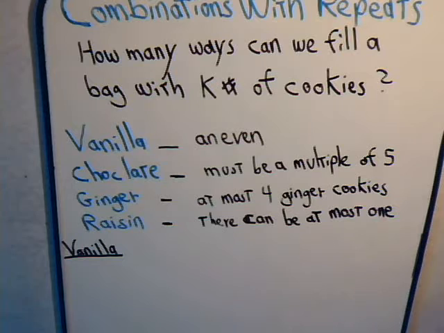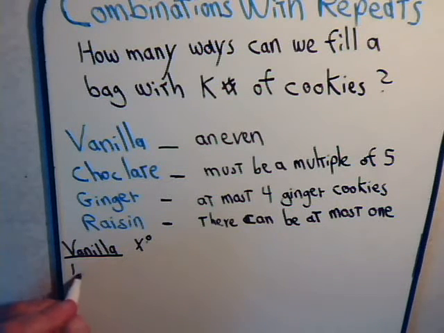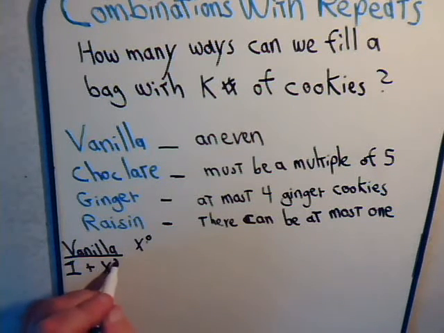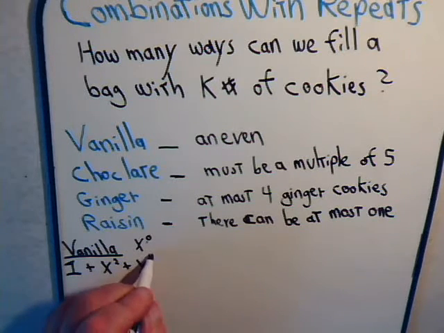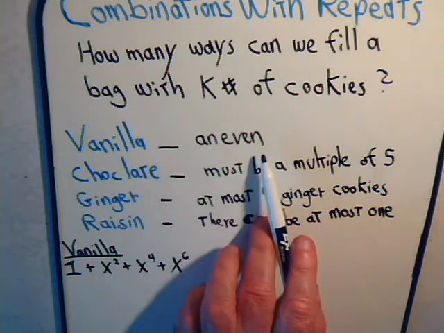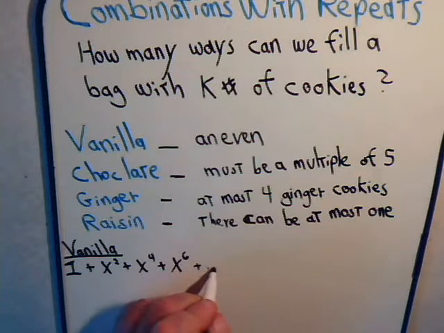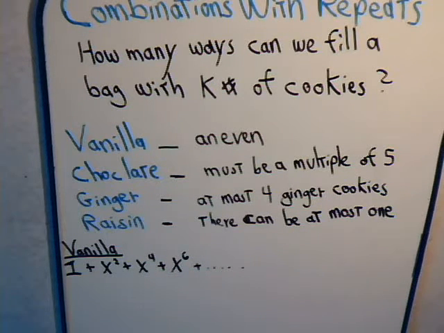Now each bag might not have any vanilla cookies, but if it does, it has to be an even number. So it might be 0, which would be x to the 0. Well, that's just 1. So it's 1 plus, can be 2, can be 4, it can be 6, and so forth. And we're not saying explicitly right here that there's a limit as to the number of vanilla cookies in each bag, so we just let this run out to infinity.